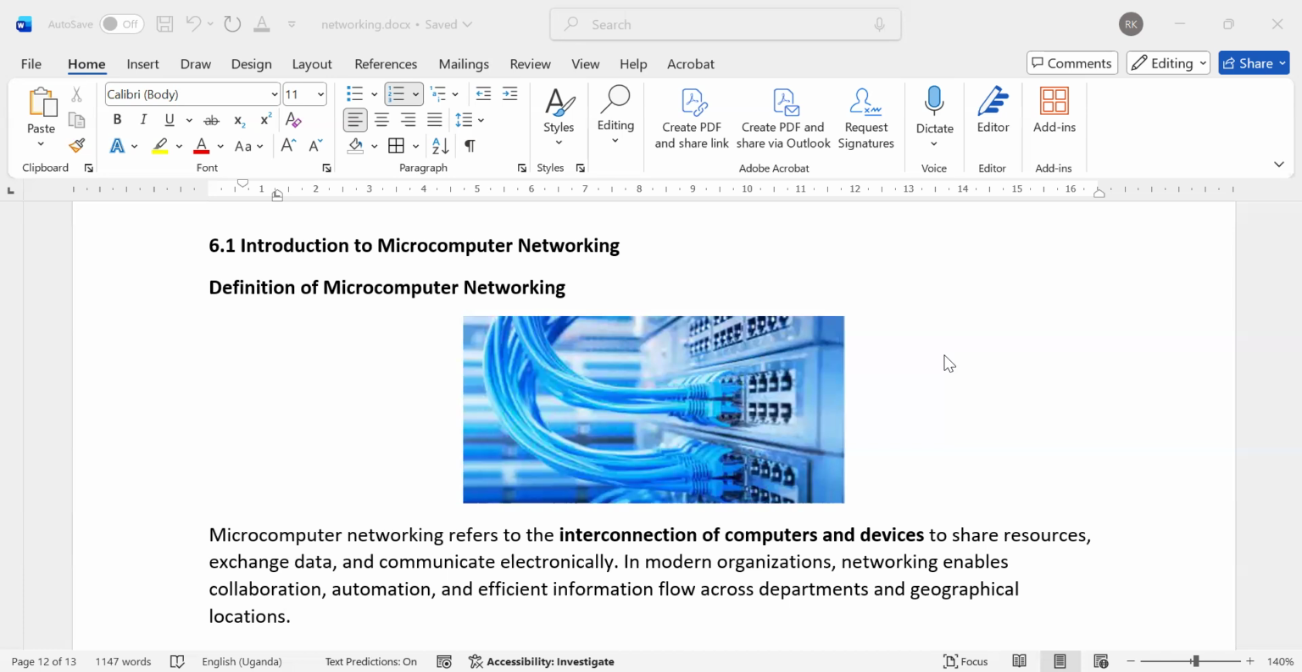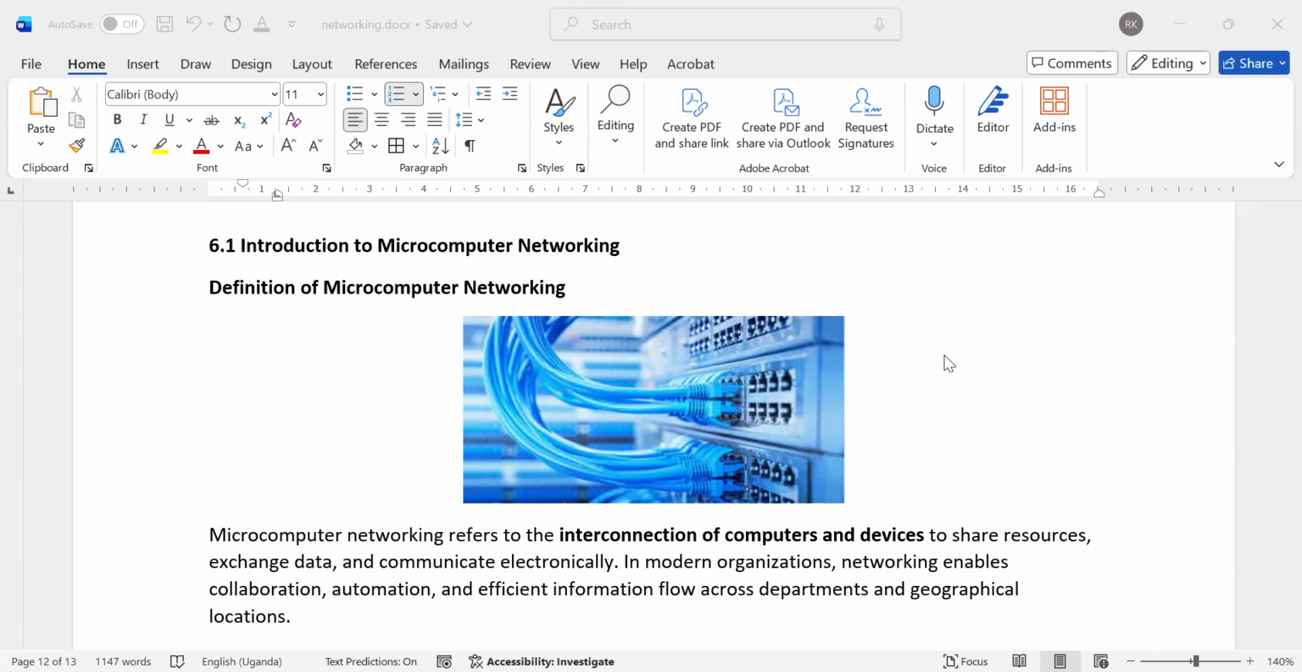As we study microcomputers, you will discover that today there is no way you can survive without networking. We have been using it, but maybe some things we have not been aware of, or some of us think those are not our things. Those are things for the network professionals. After all, I'm not a network technician, I don't need these things, but we all need them.